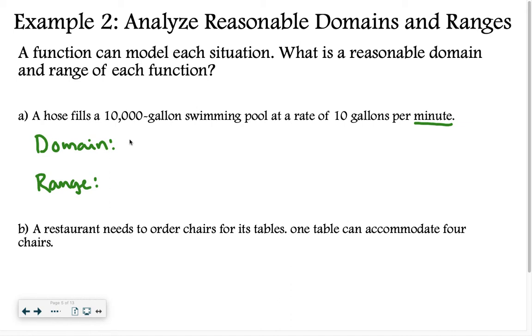If I'm talking about the domain, I know that domain has to do with x, and I can't pick any numbers that are less than 0. I could pick 0, because after 0 minutes I have nothing in the pool. So 0 is okay to include in my domain, but I couldn't do -1, because we don't have such a thing as -1 minutes. But it could be any number greater than 0.